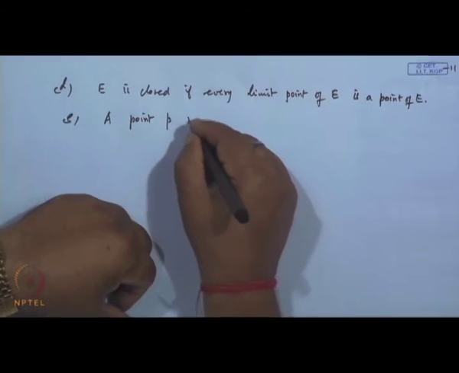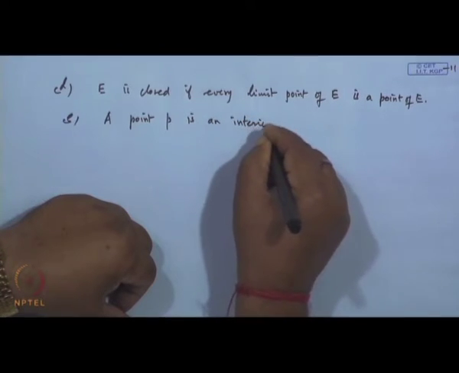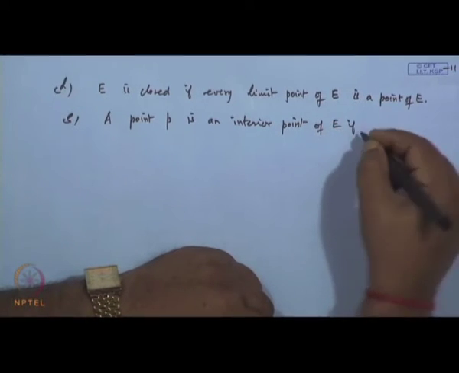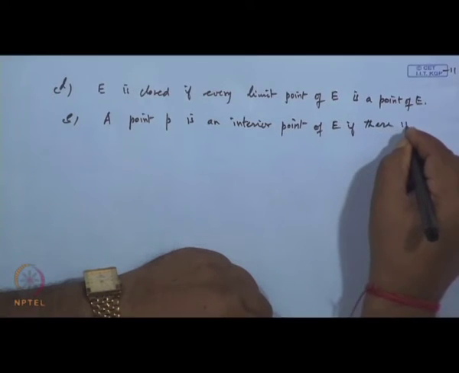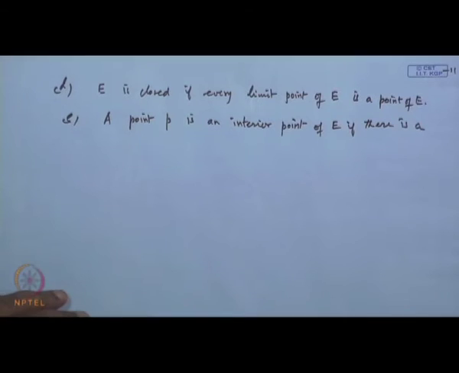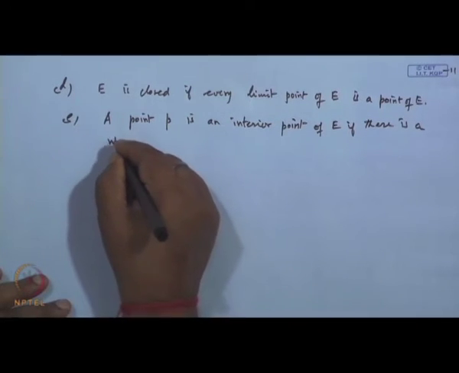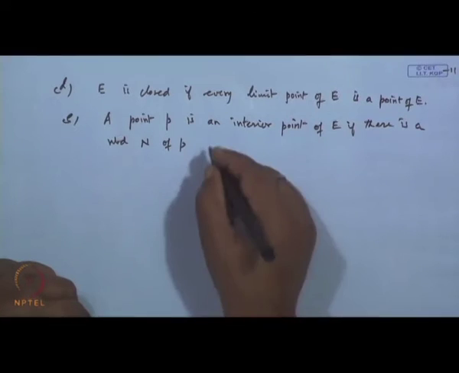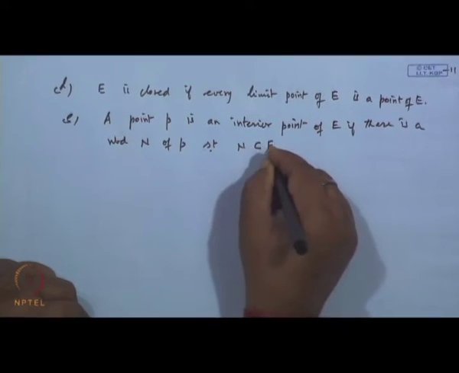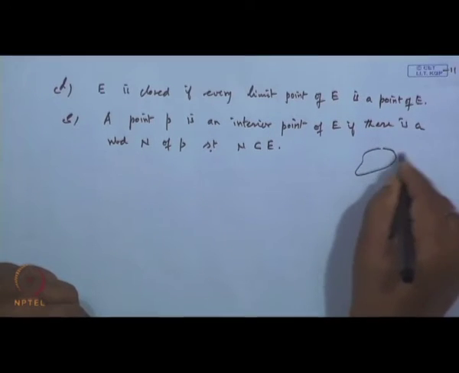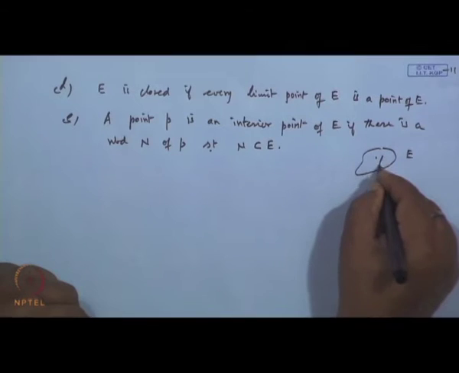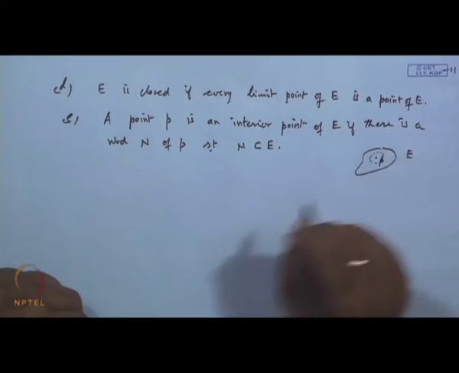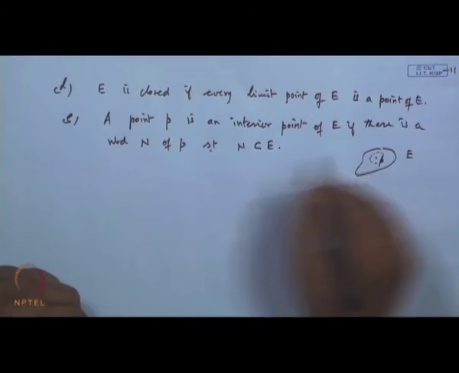is an interior point of E if there is a neighborhood N of P, with a suitable radius, such that this neighborhood is totally contained in E. So, what he says is, this is our set E, we say this point P is an interior point if there exists a neighborhood around the point P which totally lies inside E. Then such a point P is called an interior point.